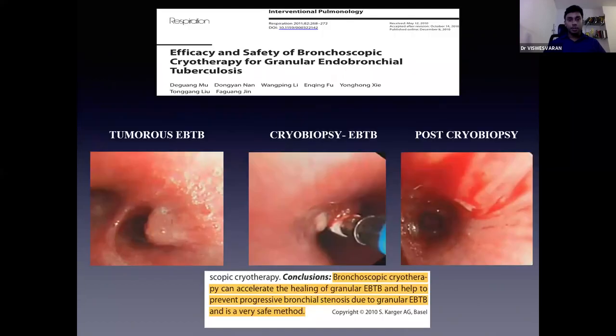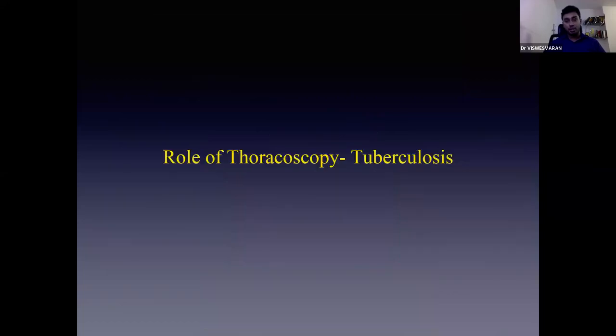This is another role of cryo, where it can also help in taking endobronchial biopsies of these tumorous forms of tuberculosis. It has been found that bronchoscopic cryotherapy can accelerate the healing of granular endobronchial TB and help prevent progressive bronchial stenosis due to granular endobronchial TB. And it is considered to be a relatively safe method.